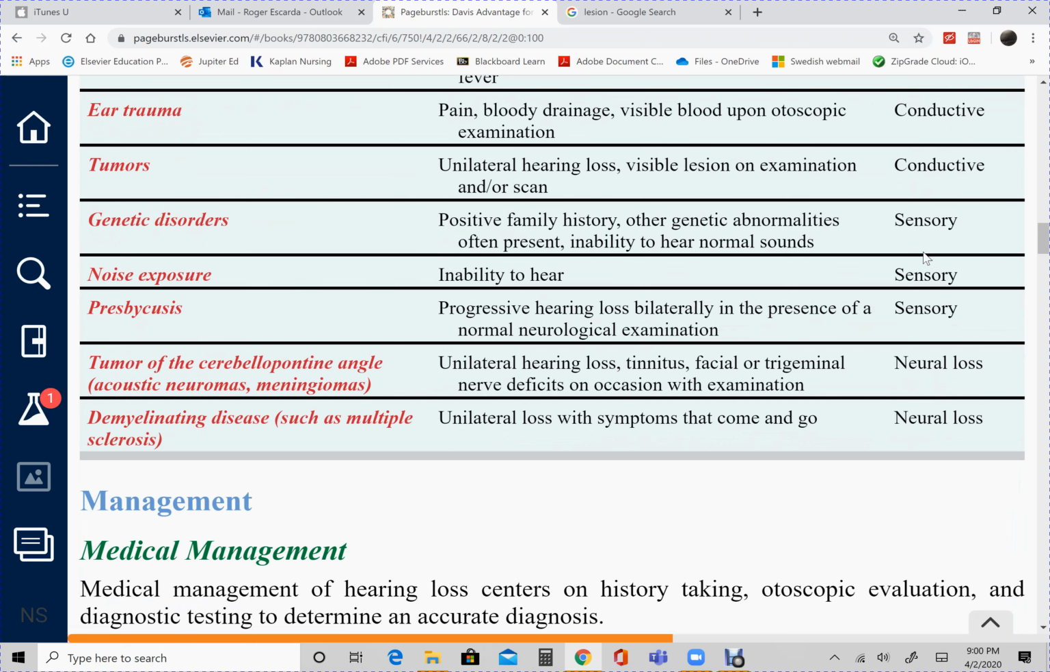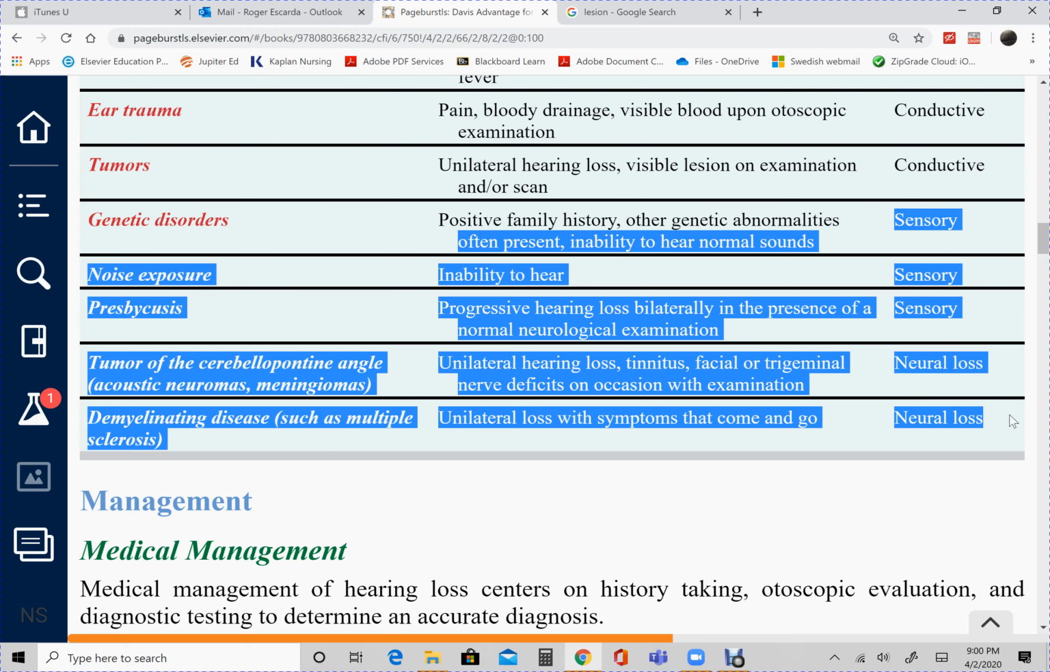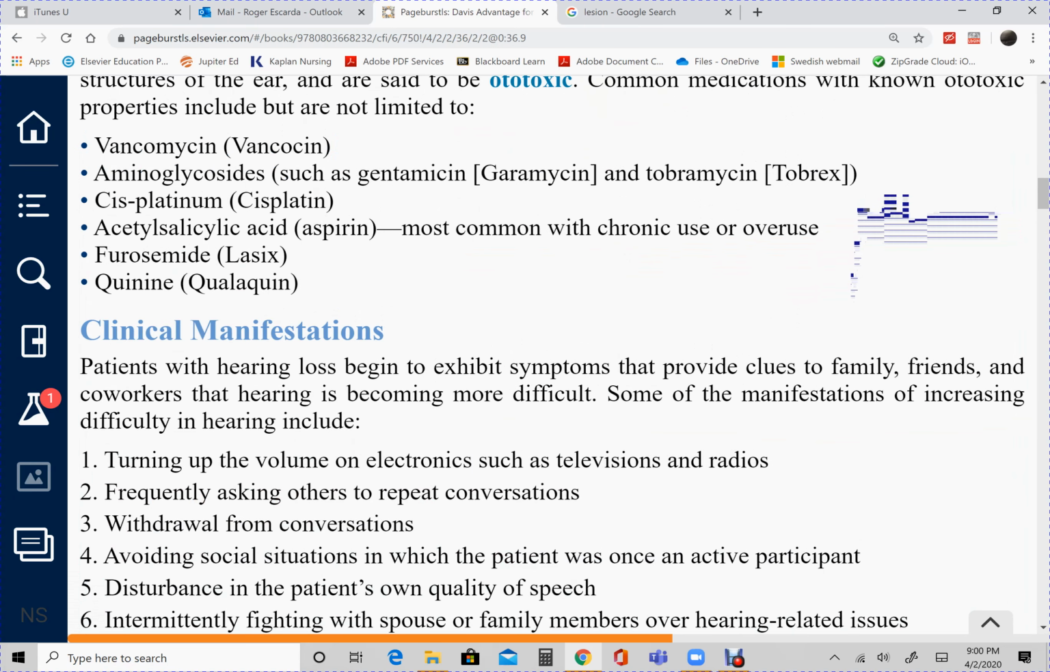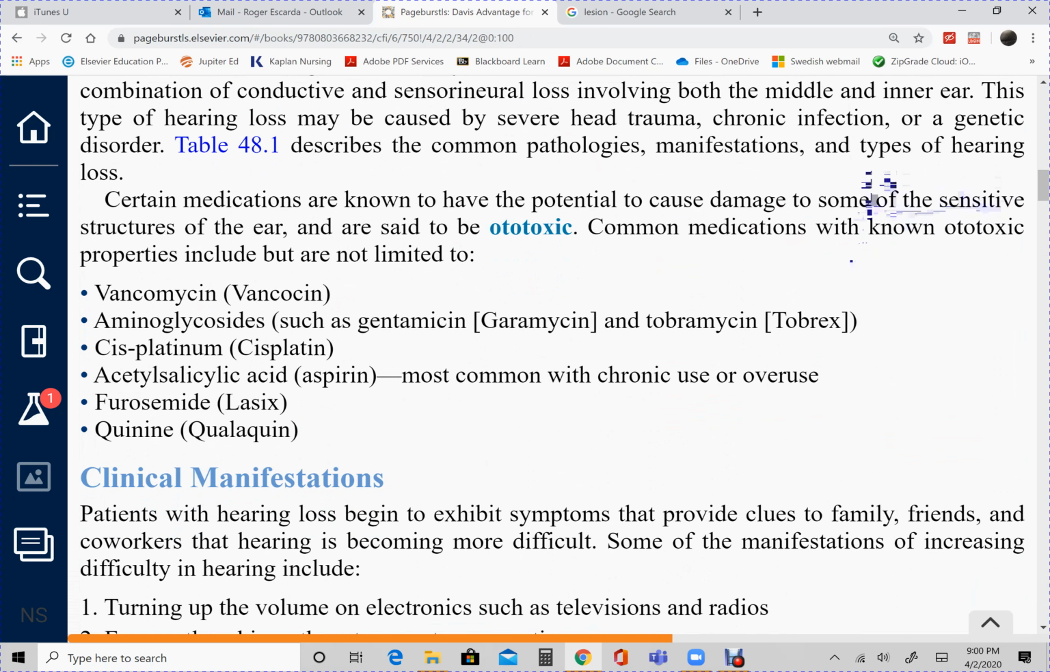Sensorineural, these groups here, sensory and neural loss, are more inner damage, damage already to the auditory nerve, like I mentioned earlier. It will include autoimmune disorders such as MS. This will be discussed next semester. Here are some drugs still causing sensorineural loss.